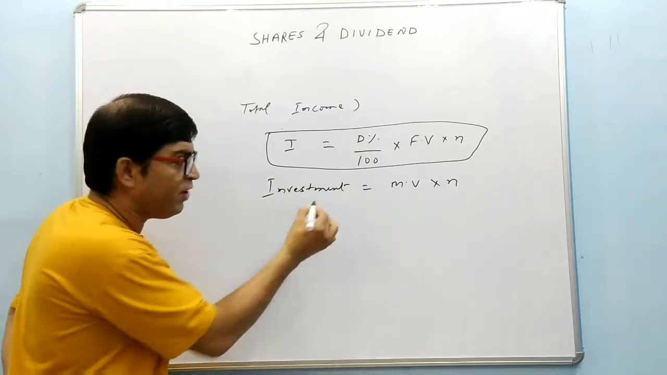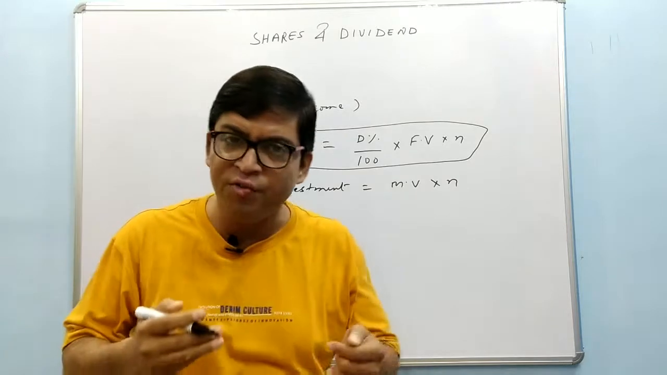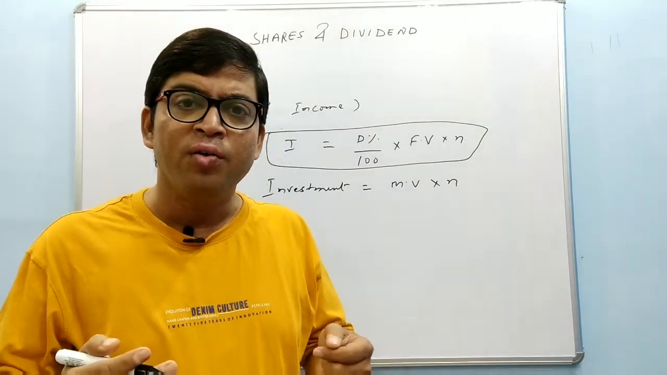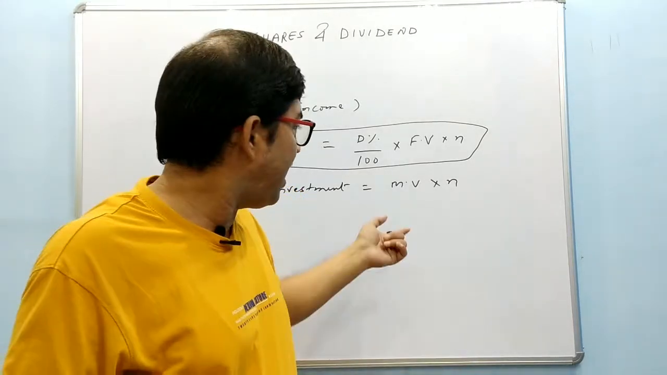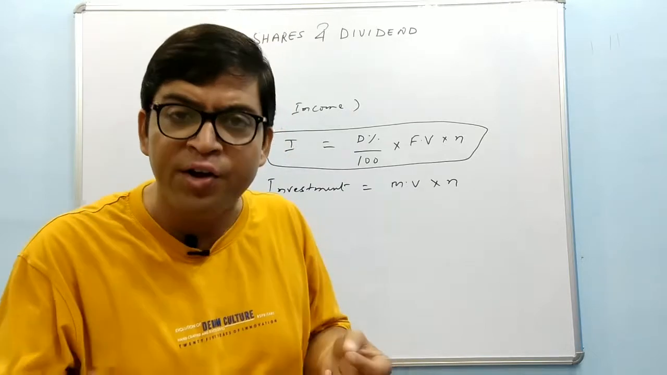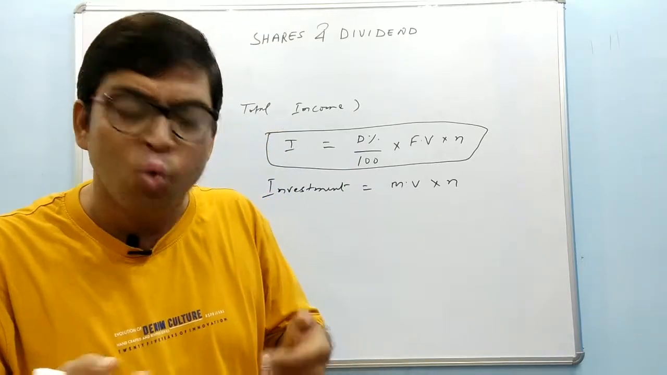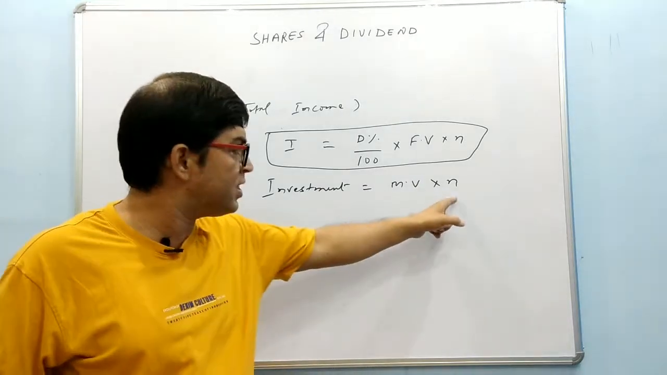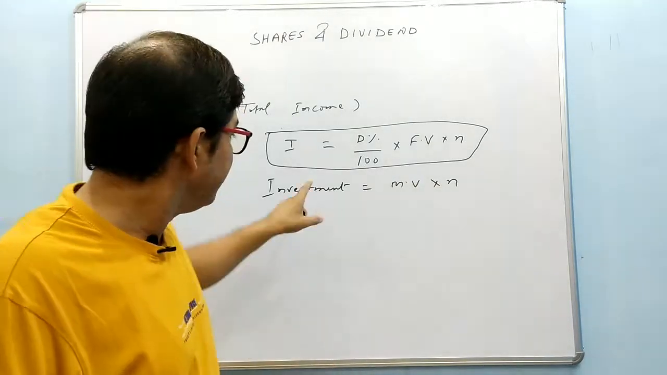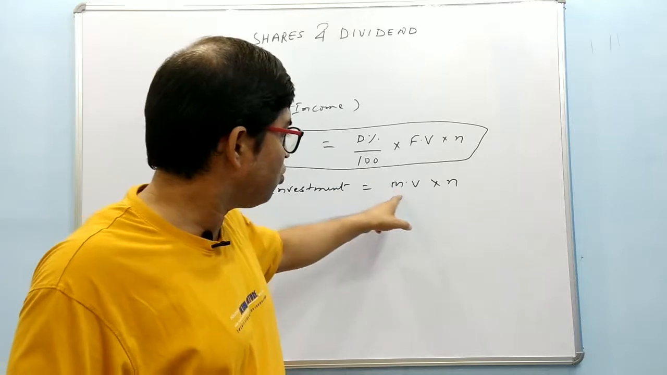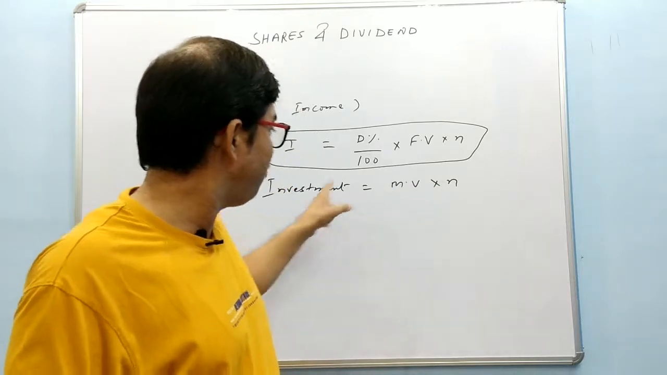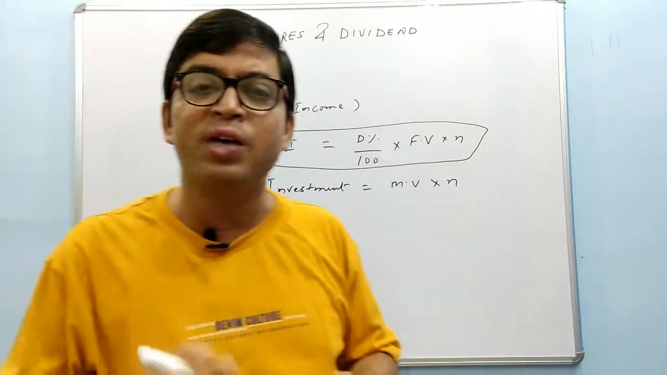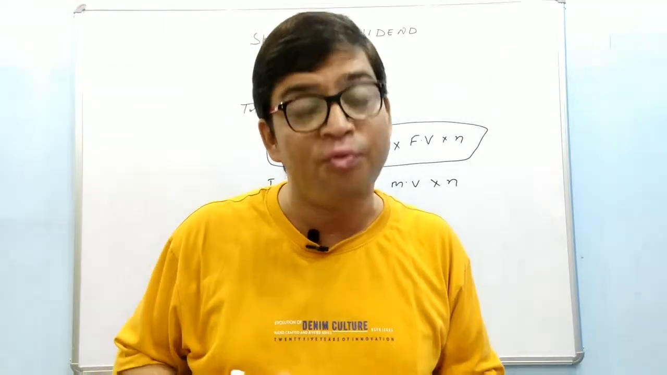Suppose we know the investment, that I made investment of 15,000 and I got 100 shares. What is the market value of that? This is known, we can find this. This is known, we can find this. We can use the formula in multiple ways.